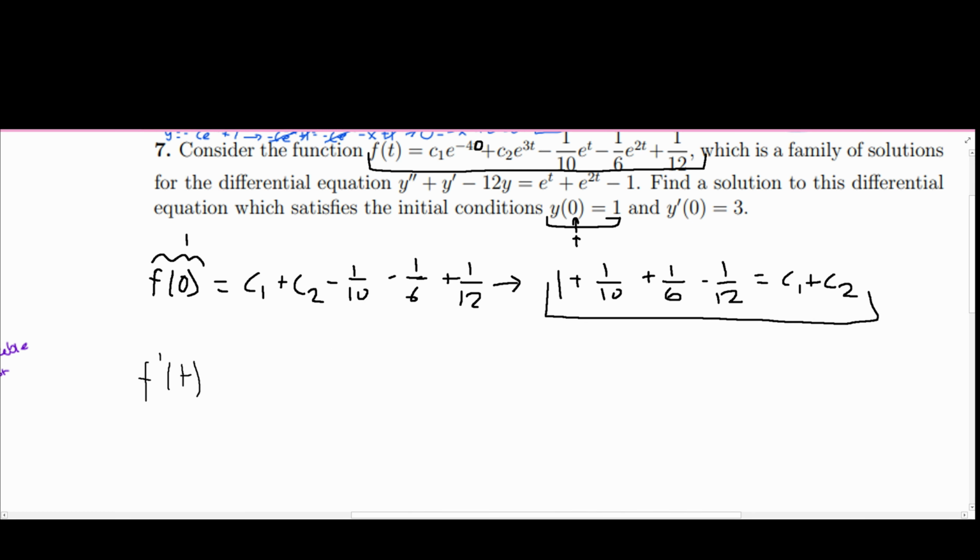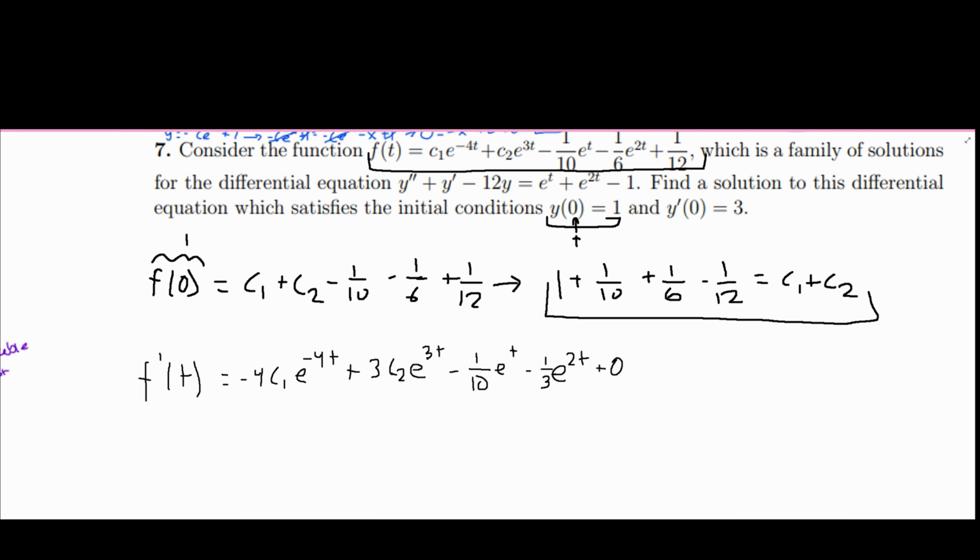Writing this as f prime t, we can set this equal to, so I'll bring that out of the chain rule. This is what we're going to be left with. Now I'm going to use the chain rule for the rest of the derivative. So this is what we get when we derive everything. We get negative 4 c1 e negative 4t plus 3 c2 e 3t minus 1 divided by 10 et minus 1 over 3 e2t plus 0.